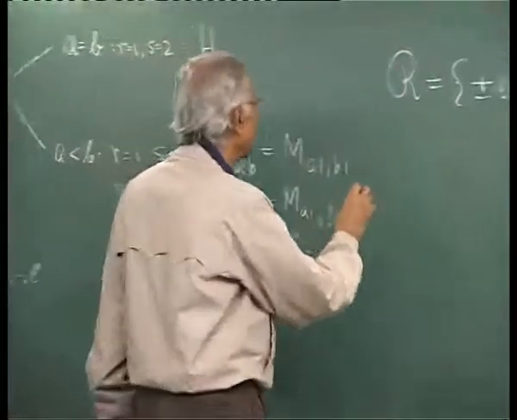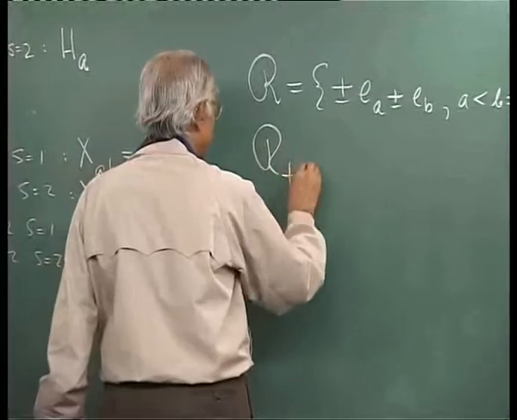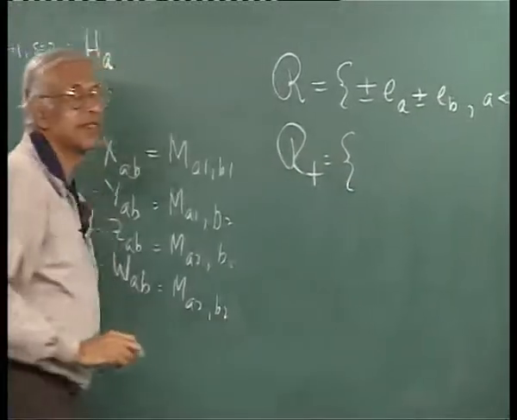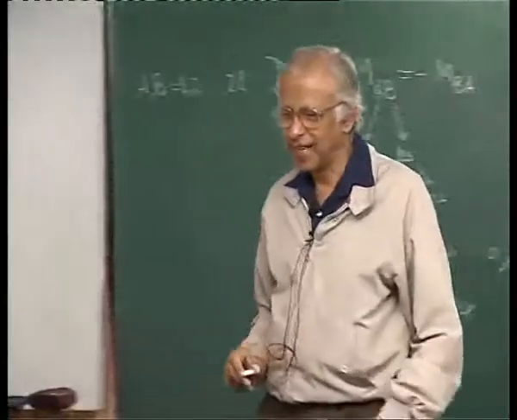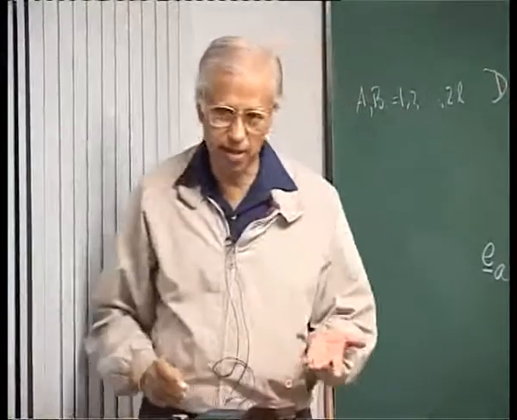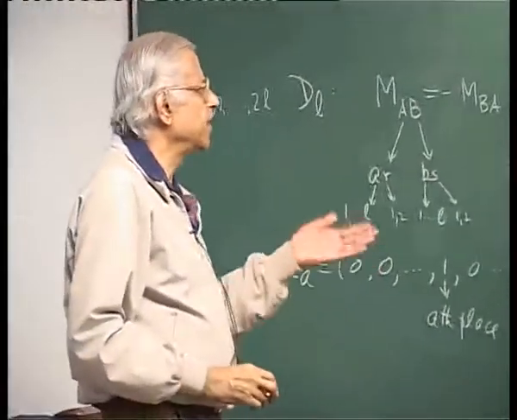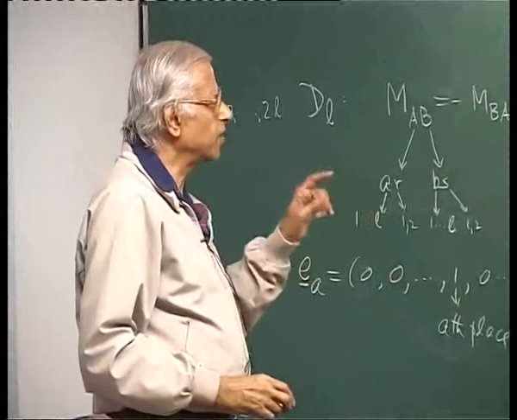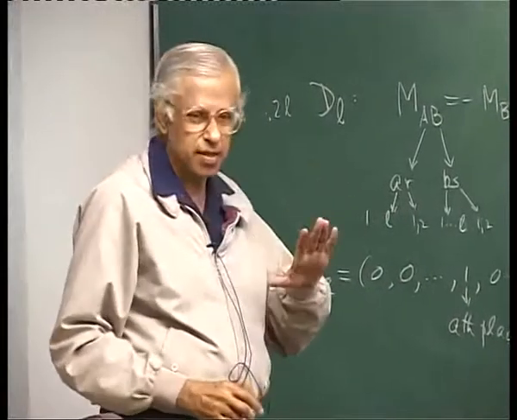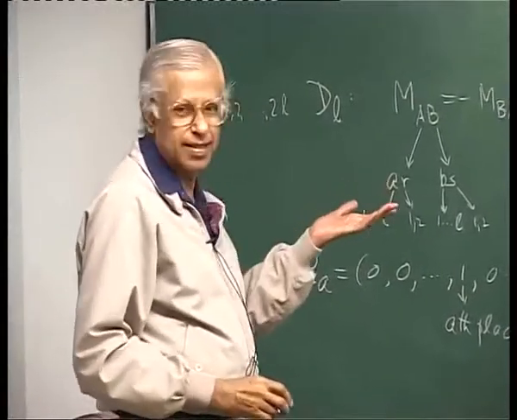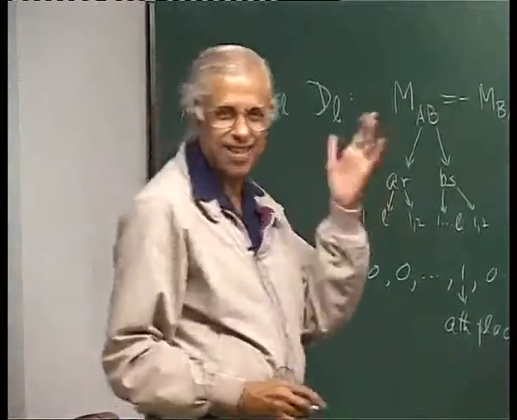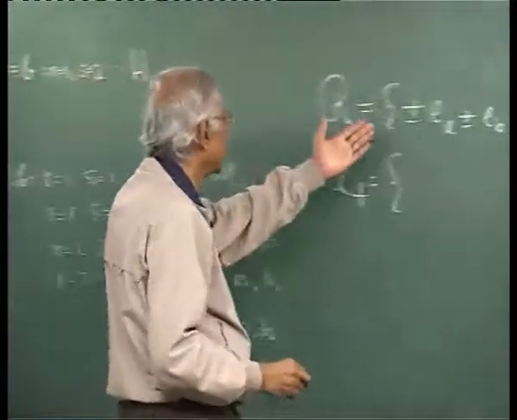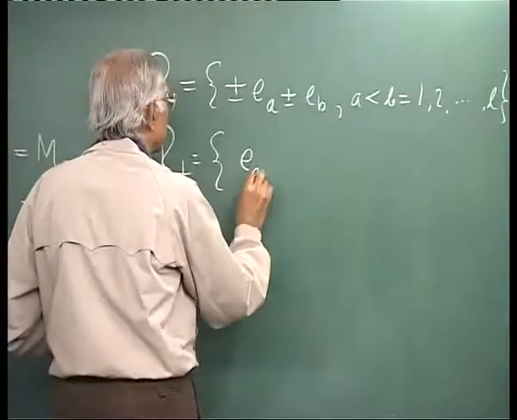Now that I have shown you this, you can immediately tell me what are the positive roots. Half of the roots should be positive. And which ones will they be? They will be those roots for which the first non-vanishing component is positive. So what are they? Plus minus AB. Exactly. In the first choice, you take only plus.